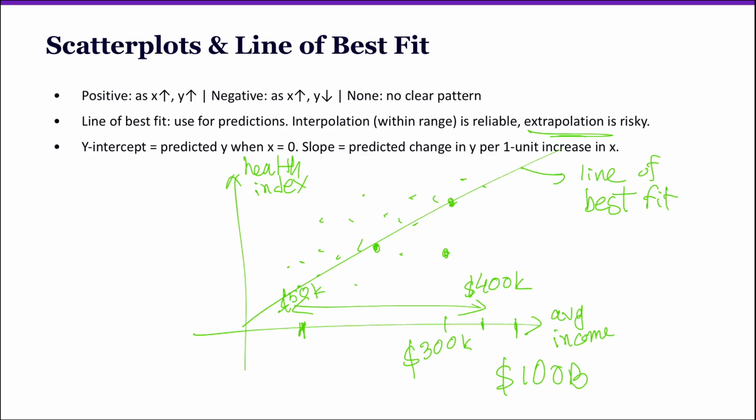We want to make predictions within the range. The y-intercept, you all know, predicts the y when x is equal to 0. That's the definition of y-intercept. So it's simply just another prediction, but for x equal to 0. And slope, by the definition of slope, is the predicted change in y, or the variable that we're plotting on the y-axis, per 1 unit increase in the variable that we're plotting on the x-axis.